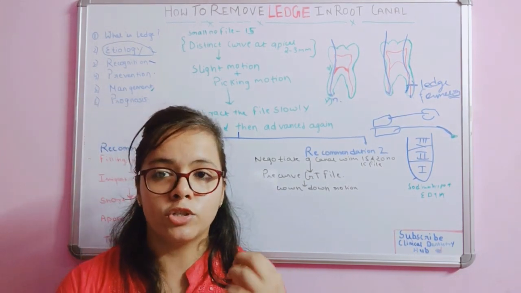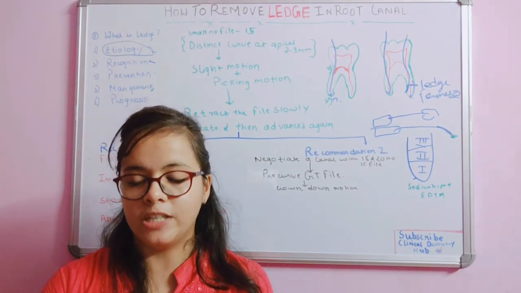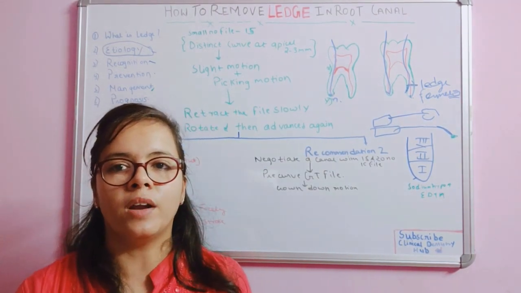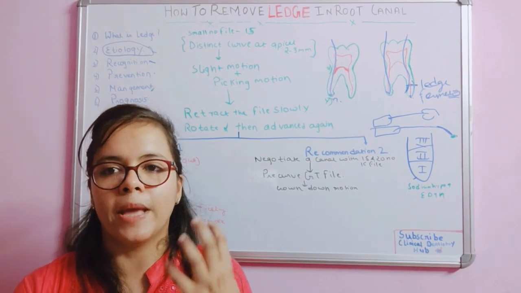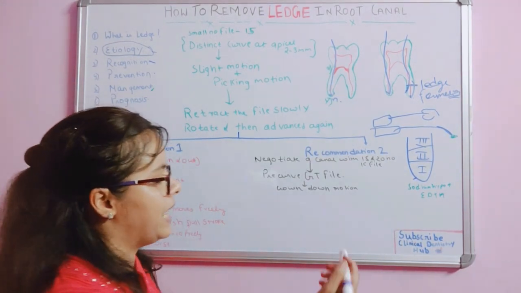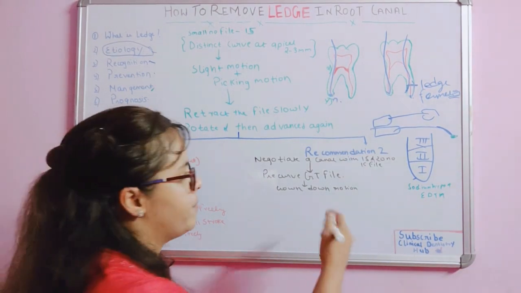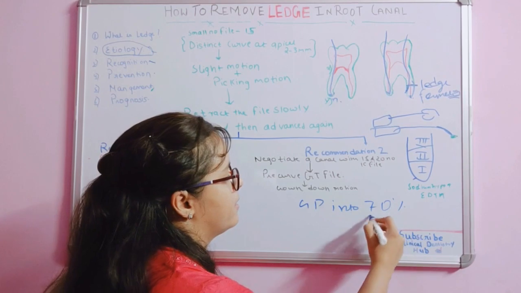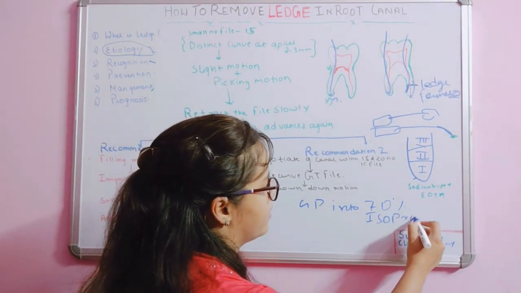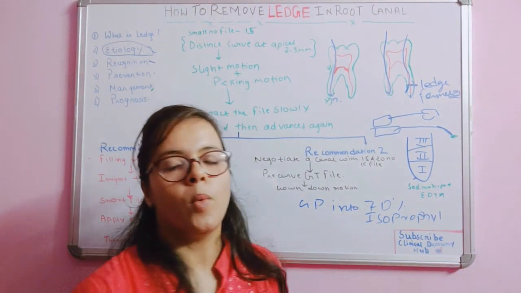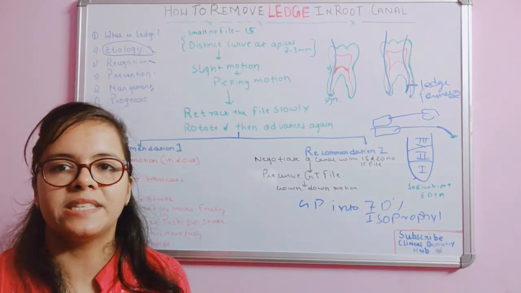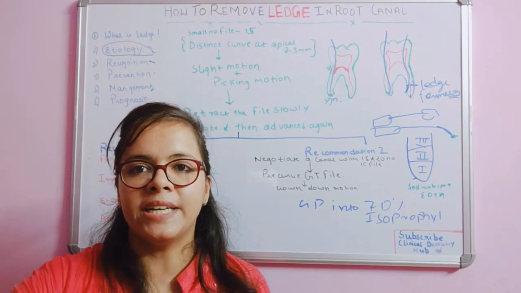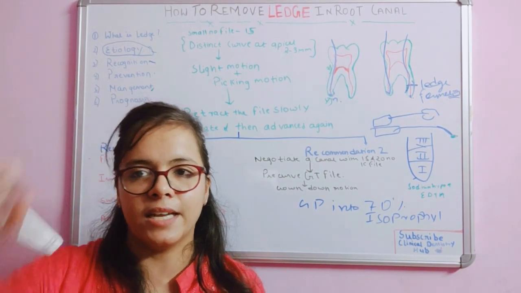So you should just pre-curve your gutta percha point, so that in case you have to increase the rigidity of your gutta percha point, you just have to dip your gutta percha point into isopropyl alcohol. That is, you have to dip your GP into 70% isopropyl alcohol. Why you are dipping this gutta percha into the 70% isopropyl alcohol is so that your GP can be rigid and it does not bend and gets into the ledge.